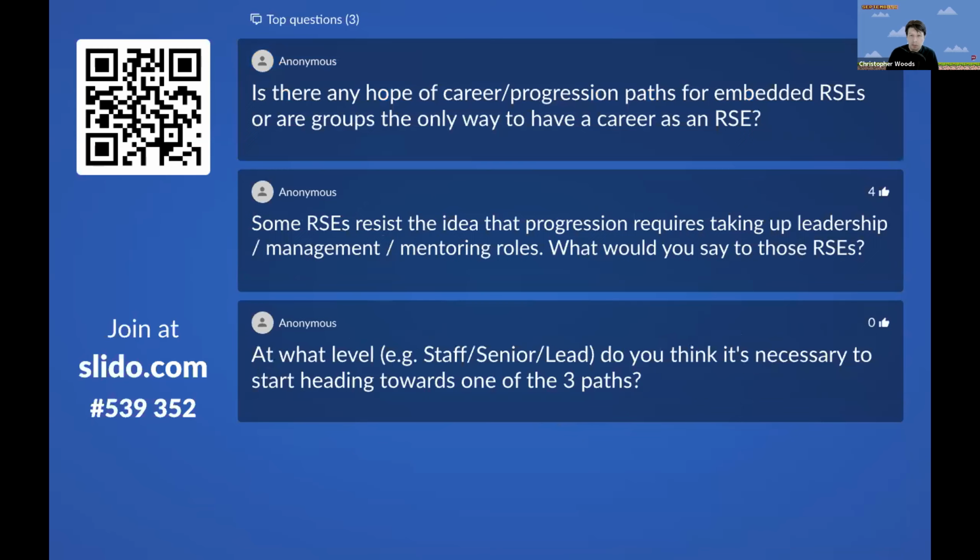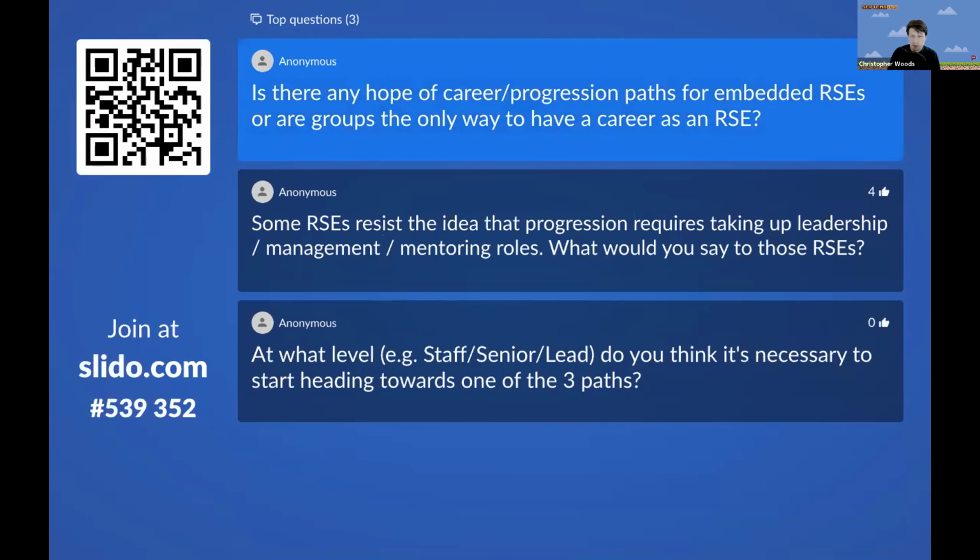So the next question we have here is, is there any hope of career progression paths for embedded RSEs, or are groups the only way to have a career as an RSE? Yeah, so that's another good question. I guess I'm probably biased from my group experience, but I think that for embedded RSEs, similar career progression is possible. It's just going to be harder to argue in some sense and to get buy-in for.